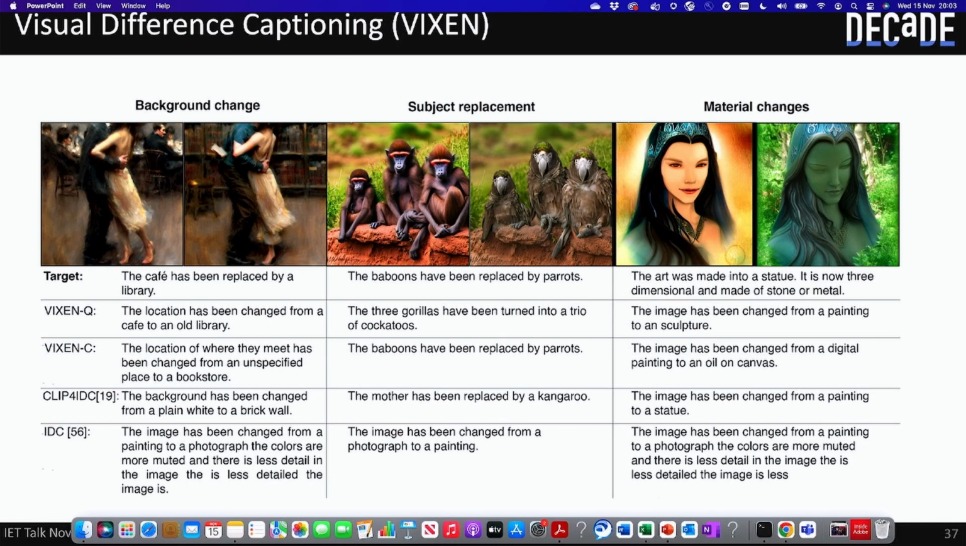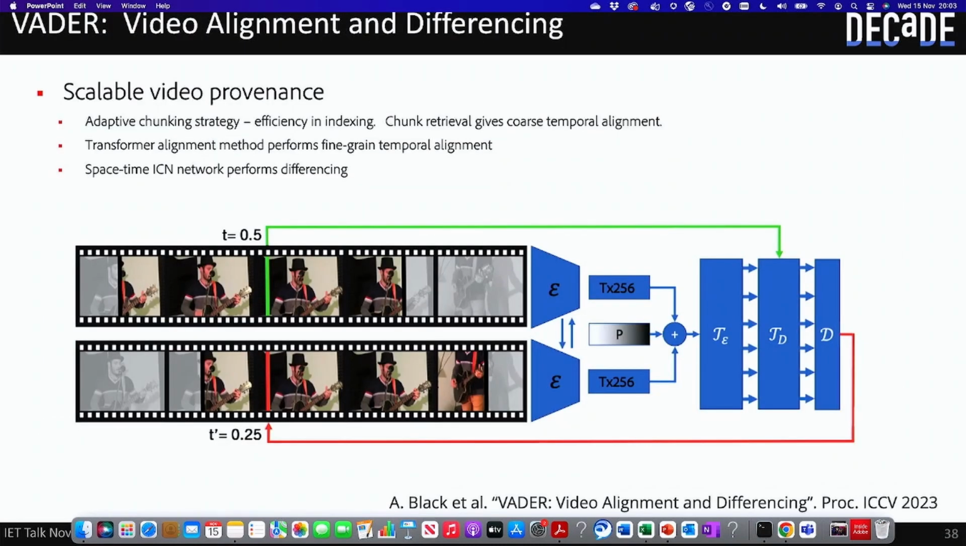The system that we produced, which is called Vixen, so it's the first two rows here in the table, basically shows how we can do that and produce a concise, human-readable description of the difference between the images, whereas some of the sort of other models that aren't based on large language models don't do such a good job, which are the other rows. So that's something from a paper we submitted.